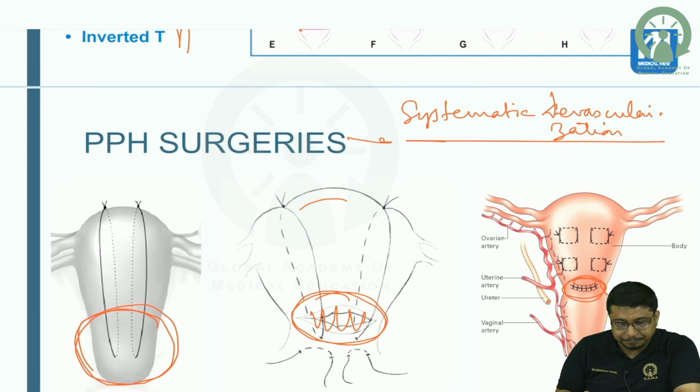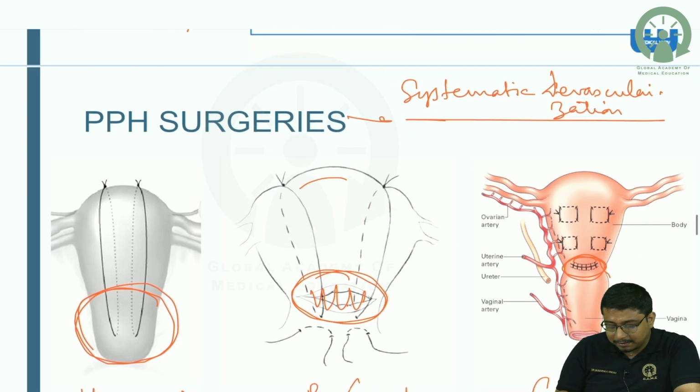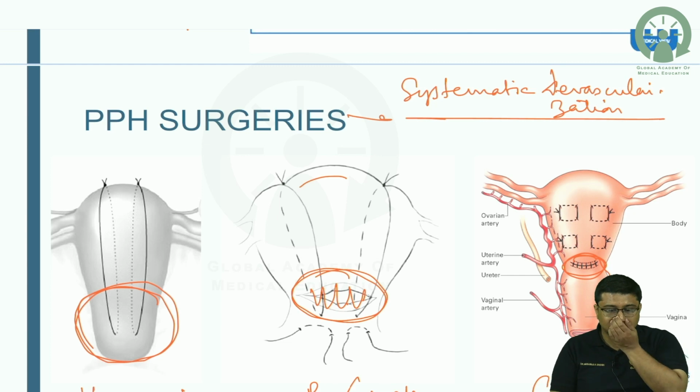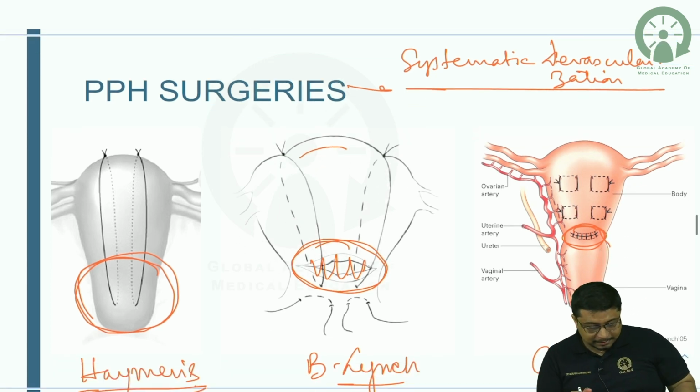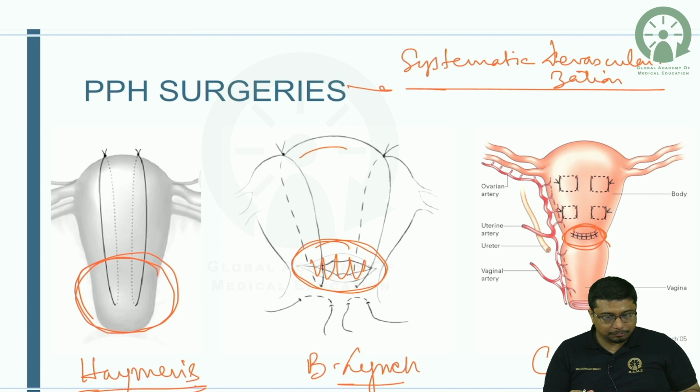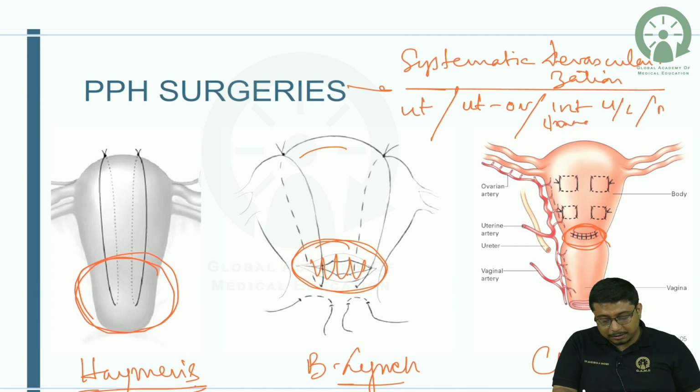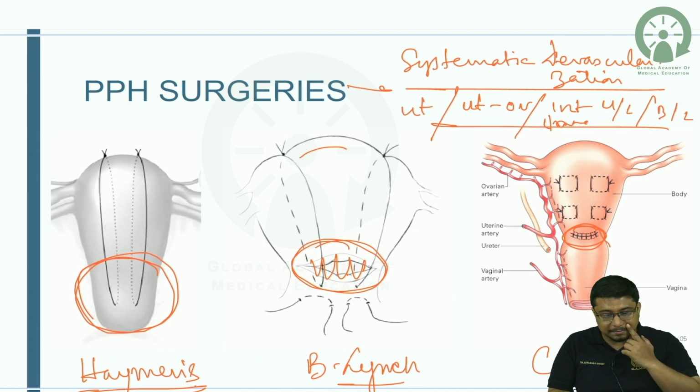Okay. So what is systematic devascularization? Systematic devascularization is when we first block the uterine artery, then the uterine and ovarian anastomosis, and finally the internal iliac artery. First unilateral, then bilateral. So this is systematic devascularization.